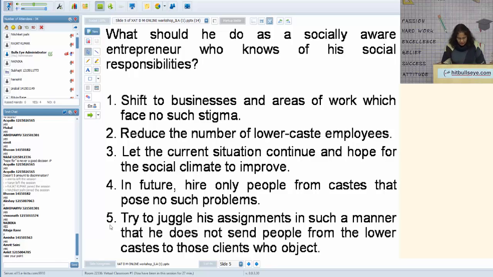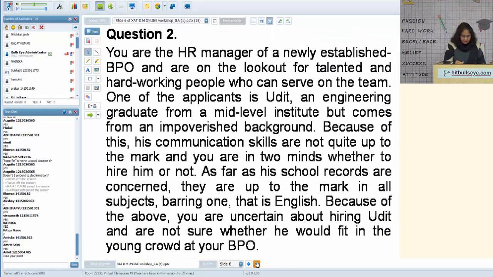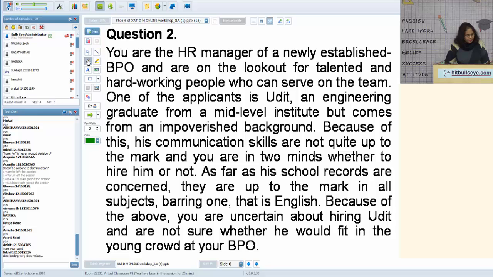Let's move on to the next one. Just read this, take 2 minutes to read it. It's a very simple one. I think you should get it very easily. Can you see the entire slide now? Should I move to the next one?